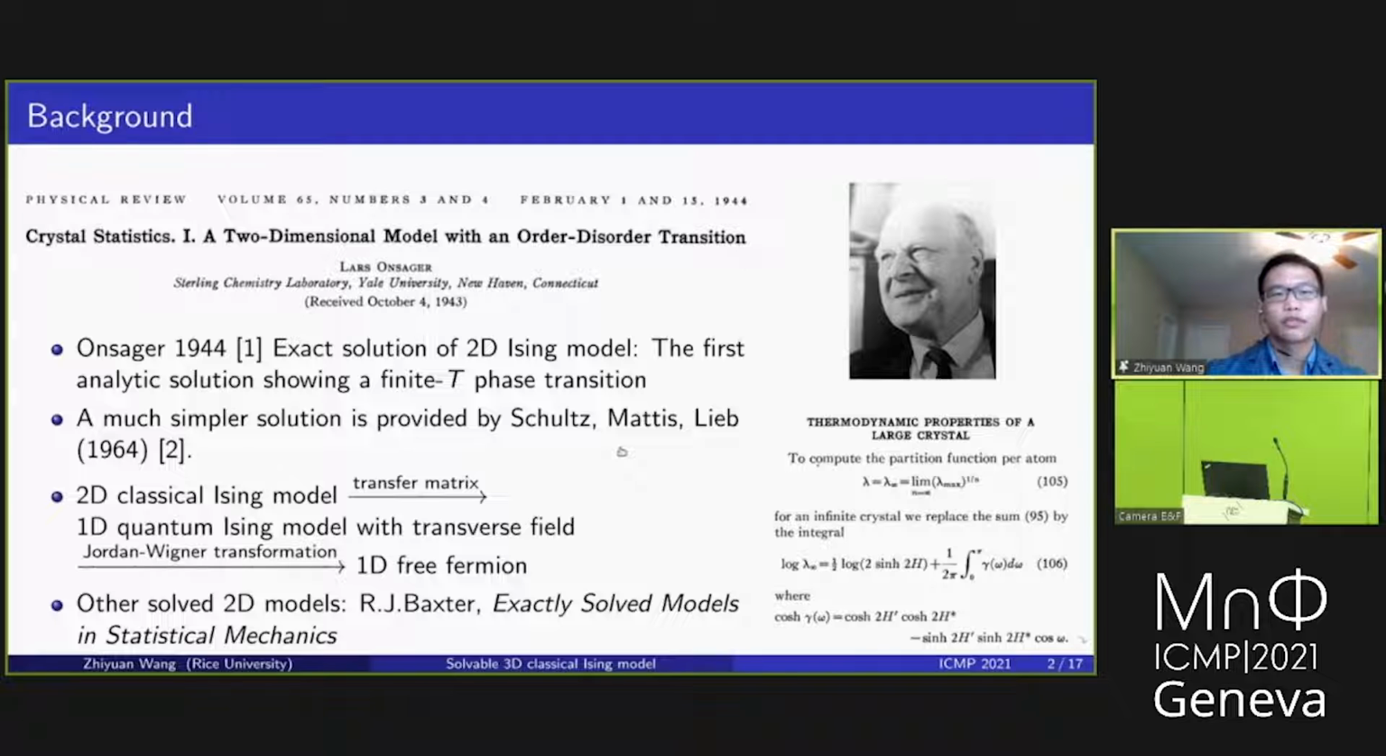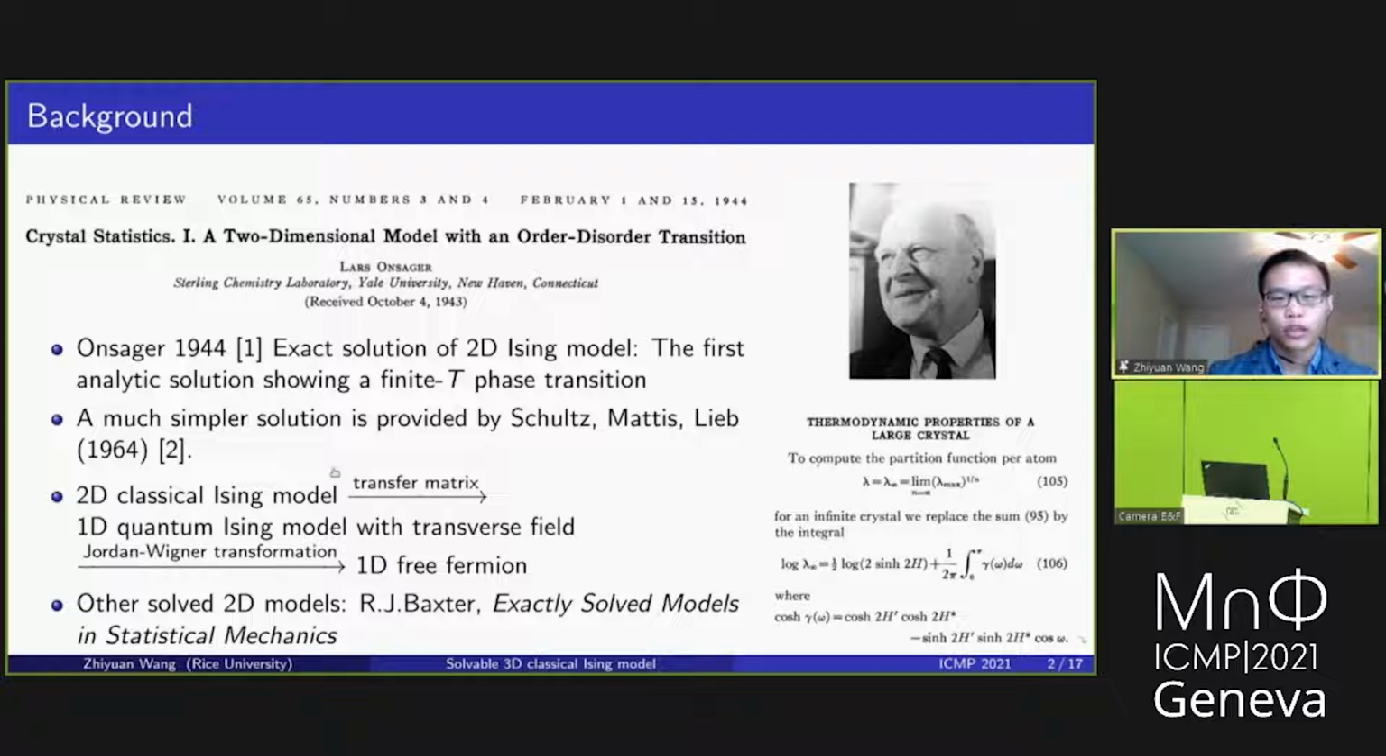As we know, one of the milestones of classical statistical physics is Onsager's exact solution of the two-dimensional classical Ising model, which is the first analytic solution that demonstrated a finite temperature phase transition. And here is the central part of his paper, where he presented the analytic expression for the thermodynamic free energy. And 20 years later, a much simpler solution was provided by Schultz, Mattis, and Lieb. And here is a sketch of their solution method.